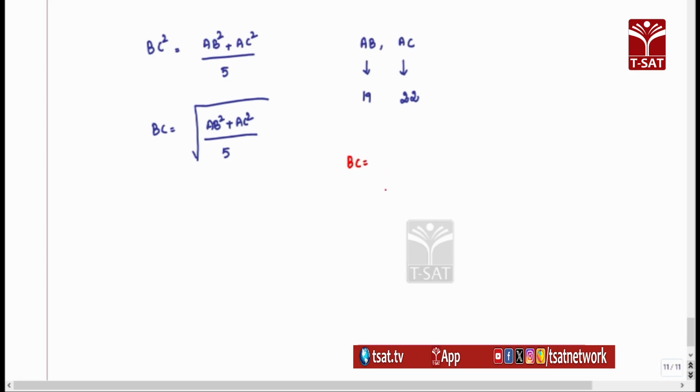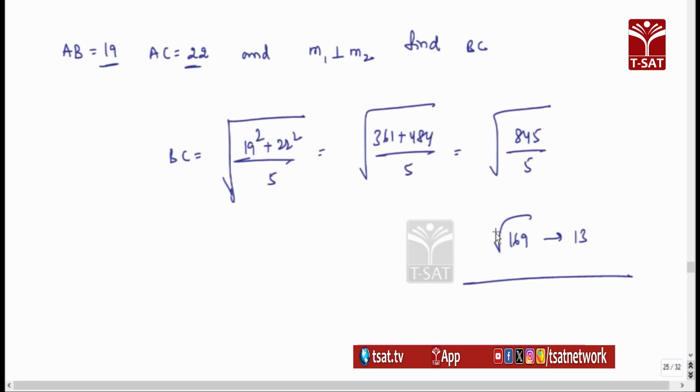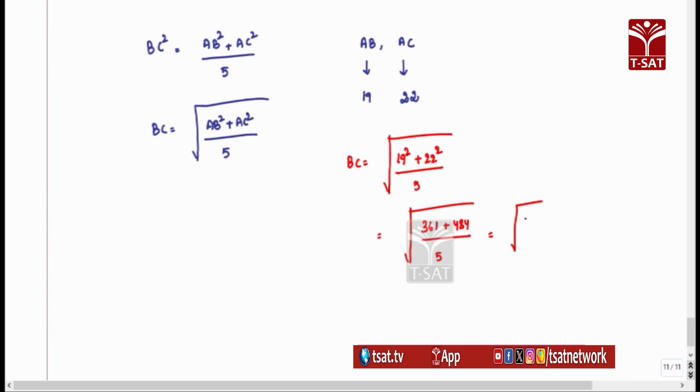BC is equal to the square root of (19 square plus 22 square) divided by 5. 19 square is equal to 361, 22 square is 484. Under root of 845 by 5, which is equal to root of 169, which is equal to 13.